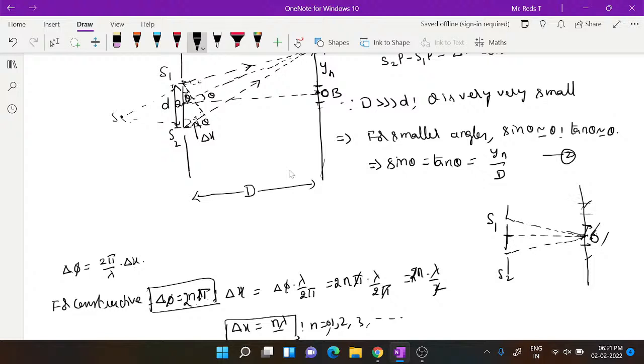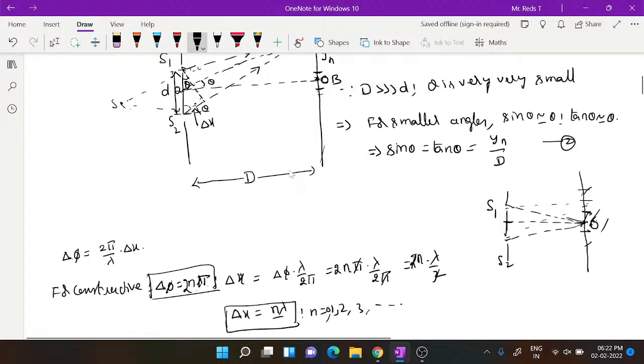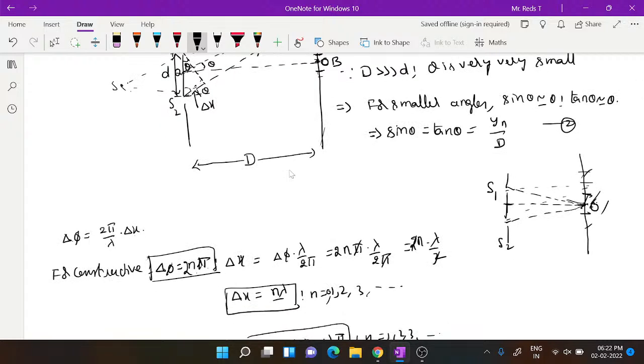That means the wave coming from here to here and from here to here, if you observe with another diagram for understanding purposes, this is S1, this is S2, this is the screen. The distance between the slits and the screen is capital D, and between the slits is small d. You have to always remember this, keep this in mind.